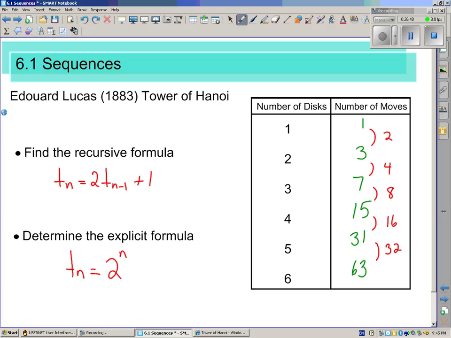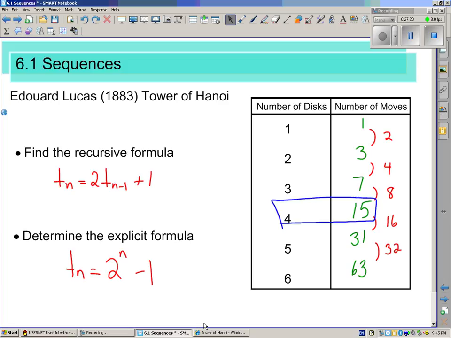Well, let's try another one. Term number 2. 2 to the power of 2 is 4. What do I have to do to get to the 3? I need to subtract 1. Are we on to something? Let's try it with term number 4. 2 to the 4 is 16. Subtract 1, 15. That's our explicit formula.